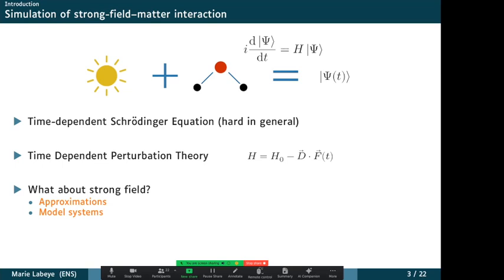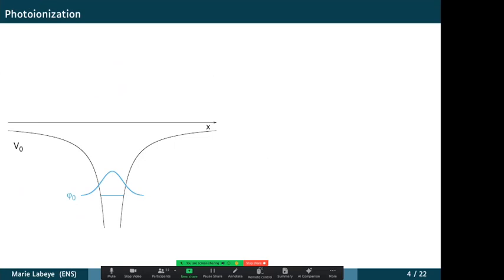Why do I need really the time-dependent Schrödinger equation, and why can't I just rely on perturbation theory? Through an example of ionization. Because in that case, we have two different behaviors. This would represent an atom. It's a 1D model system with a potential, a Coulombic potential, and a ground state.